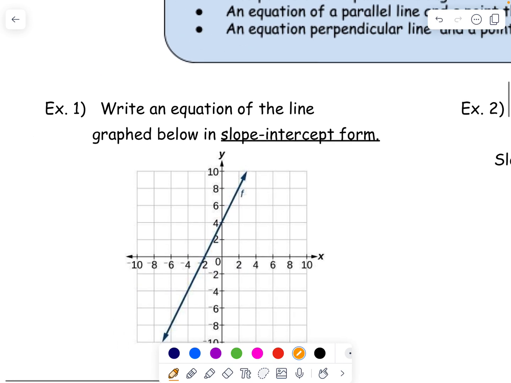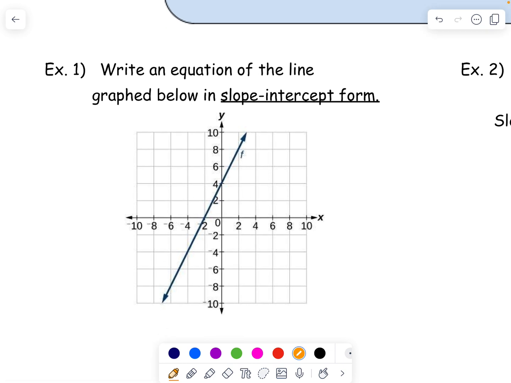So let's get started. First thing we're going to do is write the equation of a line that is graphed below in slope-intercept form. Slope-intercept form means that if I can get the slope and the y-intercept, I'm golden. Well, I can see the y-intercept right here. That's the point where the graph crosses the y-axis, and so the y-intercept is (0, 4). Now, if I couldn't see the y-intercept, I could pick another point, because I would probably use point-slope form then. But now that I can see it, I'm just going to use slope-intercept form.